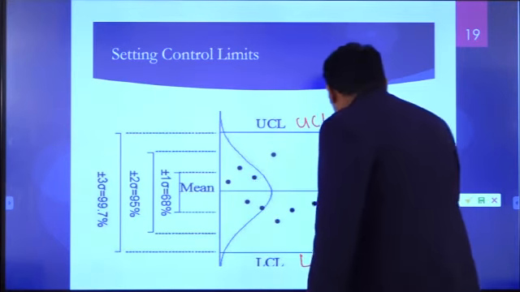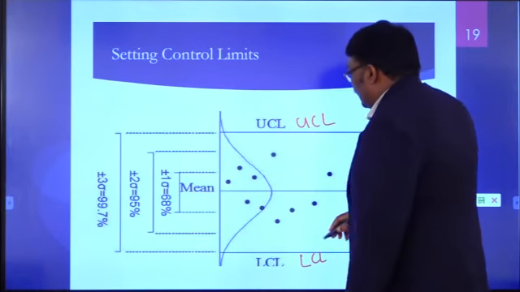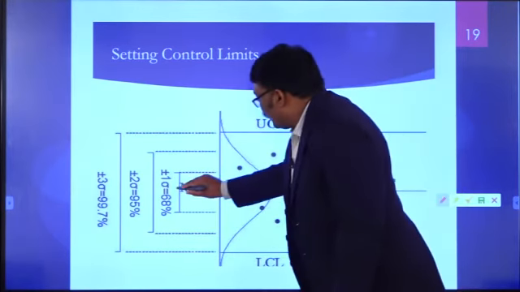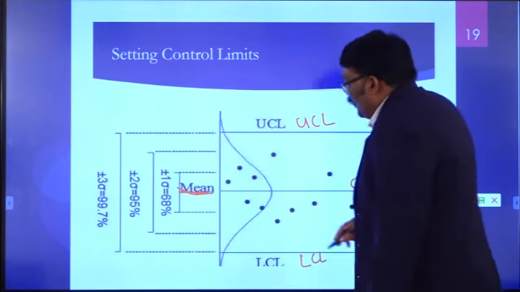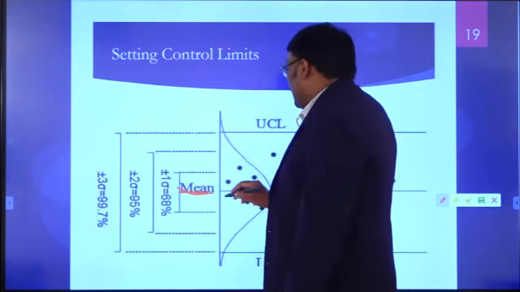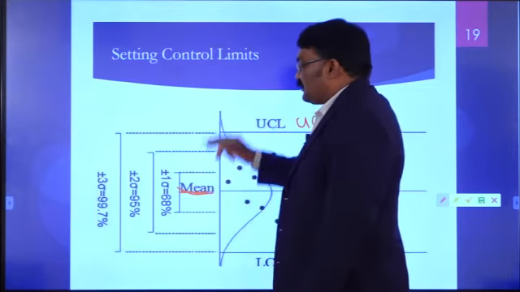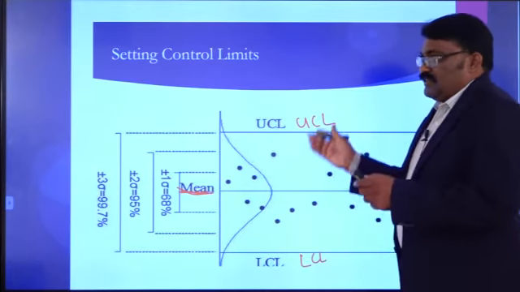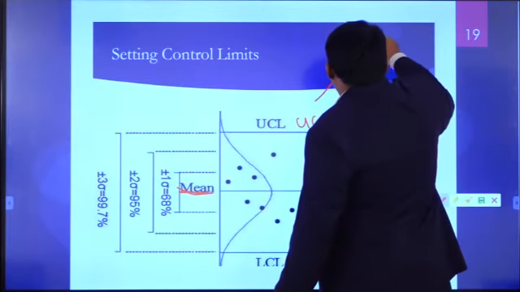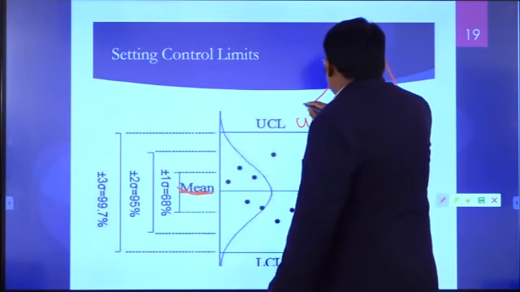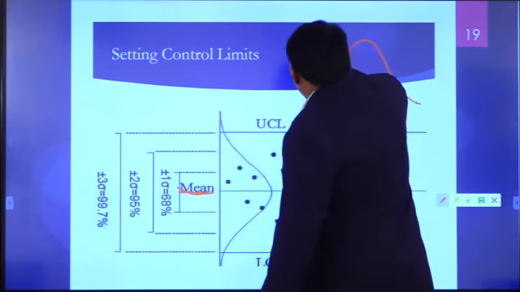Now, the central one, CL, is called the central limit, which is called the mean. If I take this mean as the value, then as per the diagram, the curve is represented in this format.